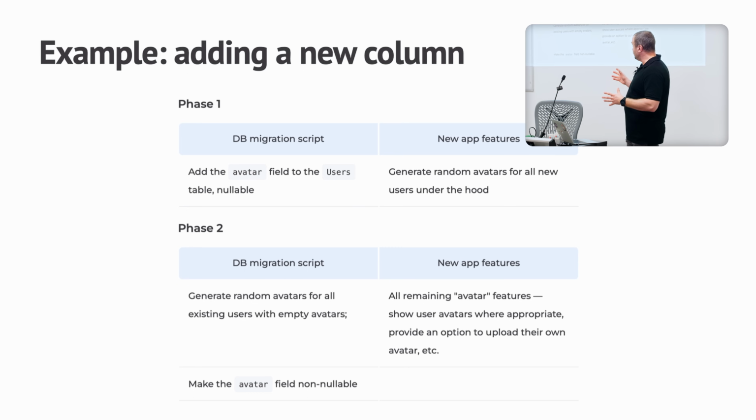And phase 2 actually deploys all of this functionality. It generates random avatars for all users, filling all empty values, makes this column not nullable, and adds all of the features related to this functionality. After phase 2, the feature is finally deployed. Okay?